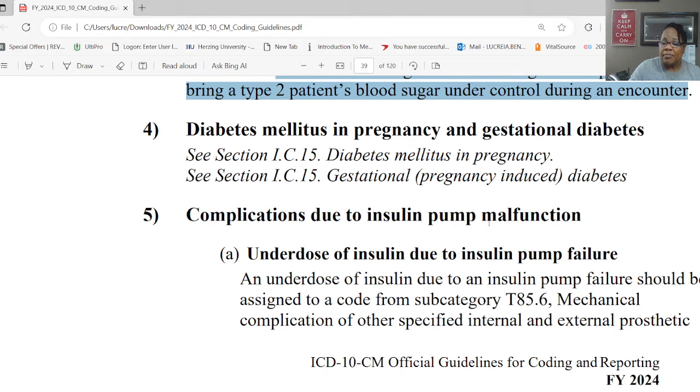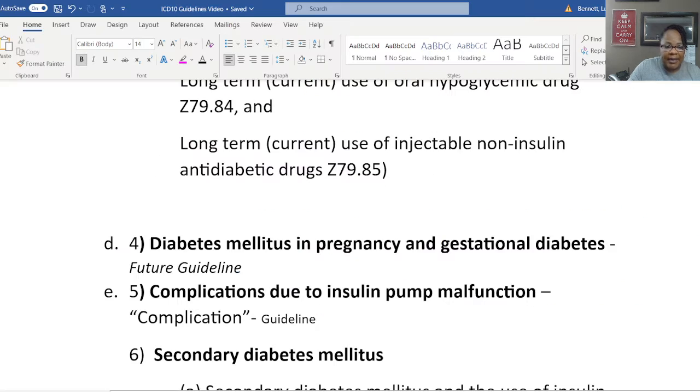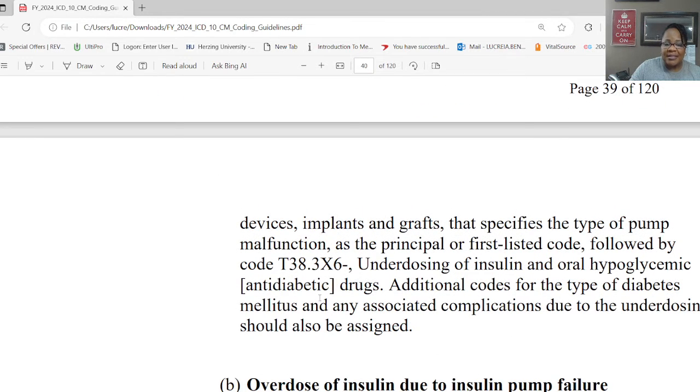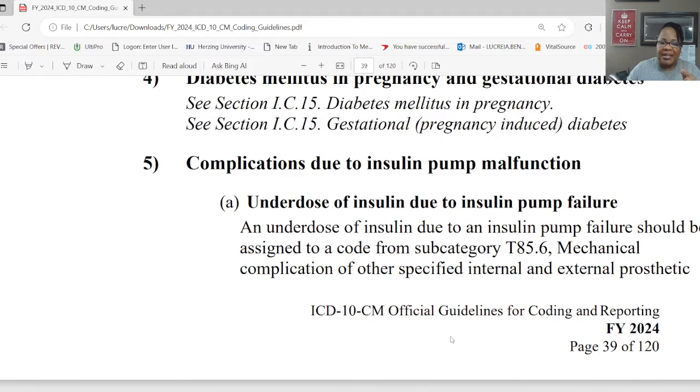Complications due to insulin pump malfunction. All right, let's see what A says. Yep, I went straight to the guidelines on this. Okay, so A, underdose of insulin due to insulin pump failure. An underdose of insulin due to an insulin pump failure should be assigned a code from subcategory T85.6, mechanical complication of other specified internal or external prosthetic devices, implants, and grafts, and that specifies the type of pump malfunction as the principal or first listed code, followed by code T38.3X6 for underdosing of insulin or oral hypoglycemic anti-diabetic drug. And it says additional codes for the type of diabetes mellitus and any associated complications due to the underdosing should also be assigned.